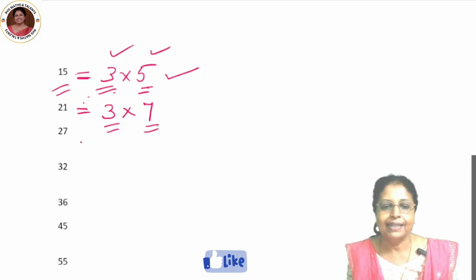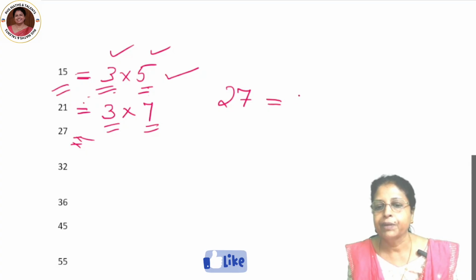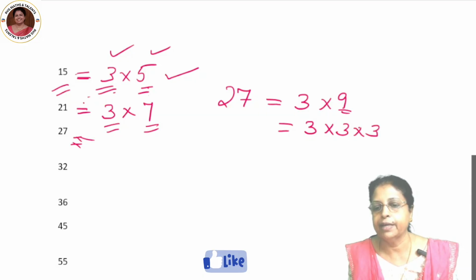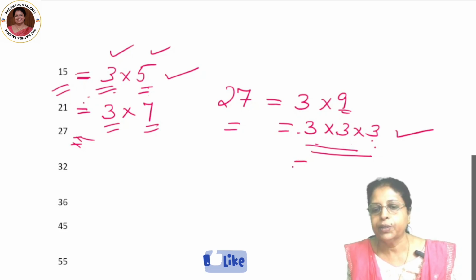Okay. Then can you write this 27? See, we can write here 27 can be written as 9 times 3. This 9 can be again factorized as 3 times 3. So you can say 27 can be written as 3 times 3 times 3. Okay. So you can write here 3 to the power of 3. Is it? This is the prime factorization of 27.